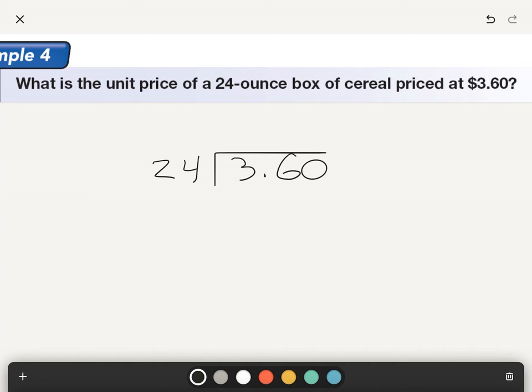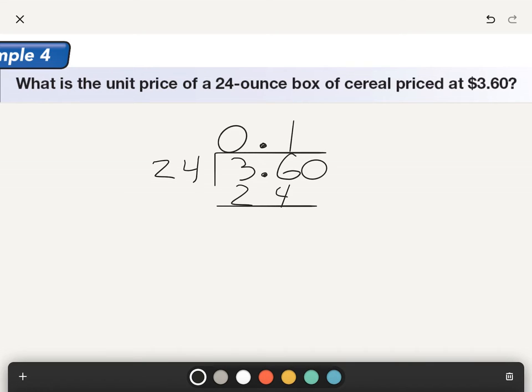So this one, remember, if there's no decimal in the divisor, then it's perfectly fine for there to be a decimal in the dividend. You just bring it up. Okay. Unit price and dividend? Well, in this case, they're asking, so it's a 24-ounce box. They're wondering how much does it cost per ounce? Okay, good. Per ounce. The unit is ounces.